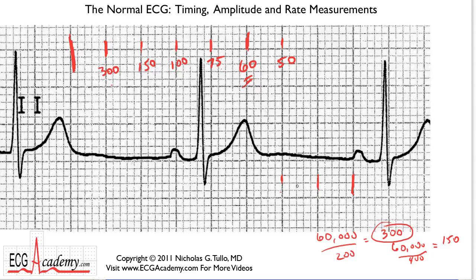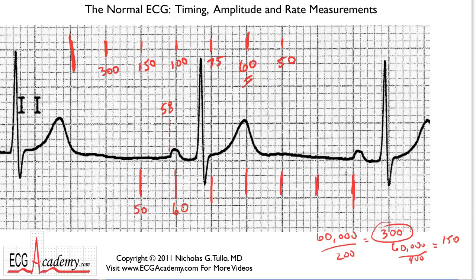So what you do is you start on a heavy line, if you can, for example, here. And then you count in one direction or another, looking for the next similar signal. So 300, 150, 100, 75, 60, and this would be 50. Well, now you're going to have to fudge it a little bit. If this is 60 and this is 50, then your heart rate here must be something just below 60, and you'd probably be okay to call it 58 beats per minute.